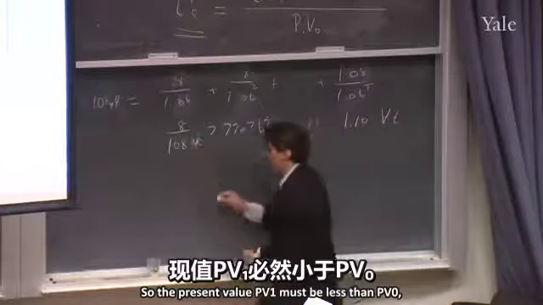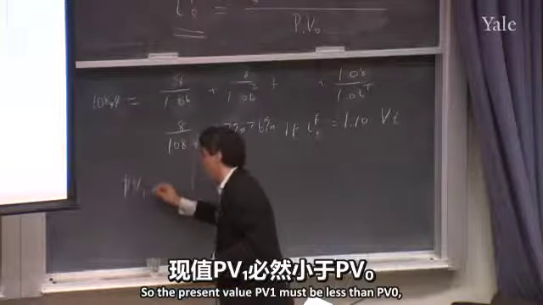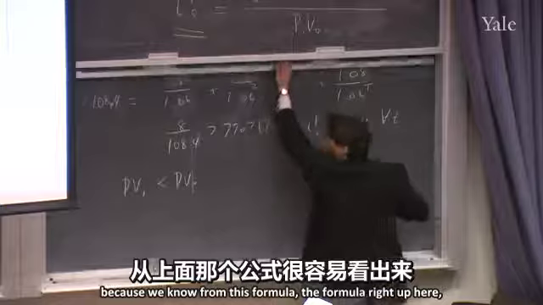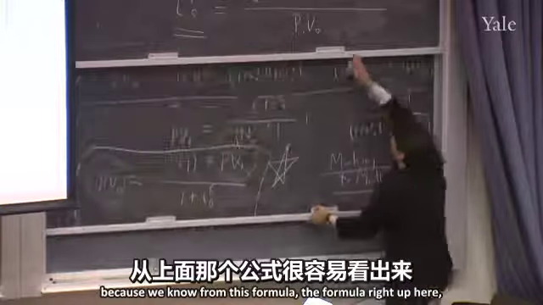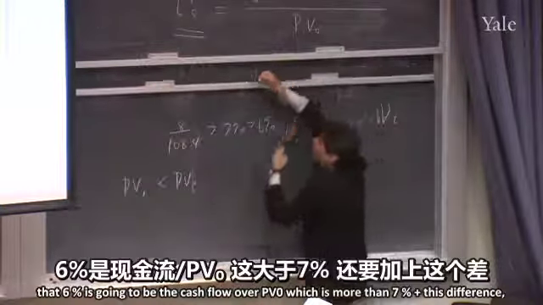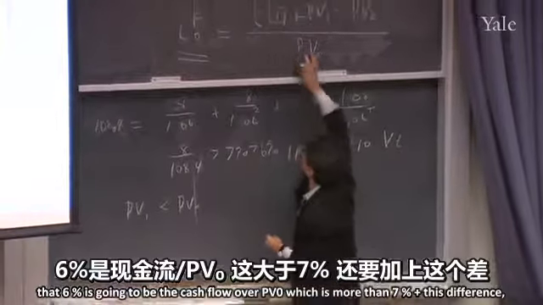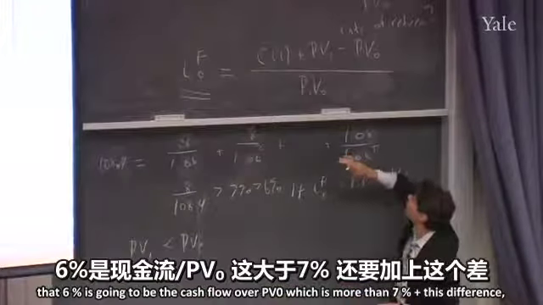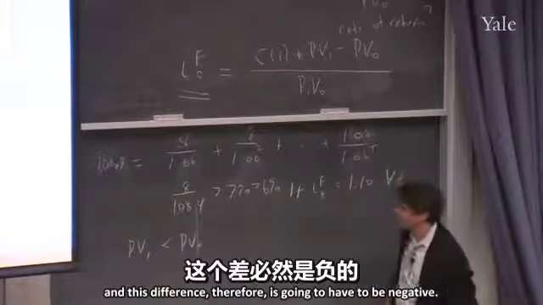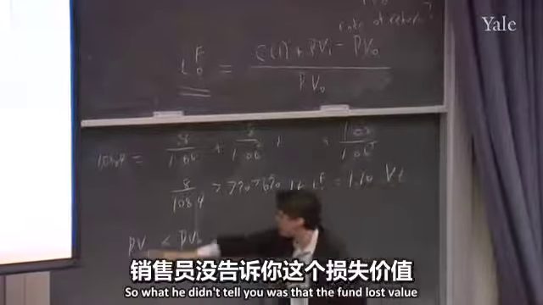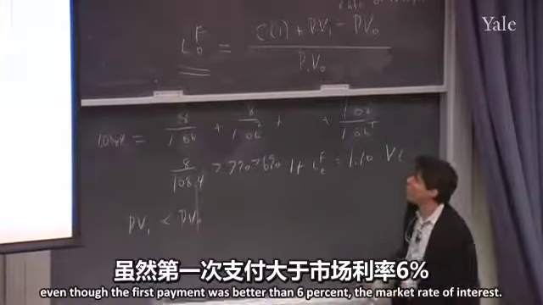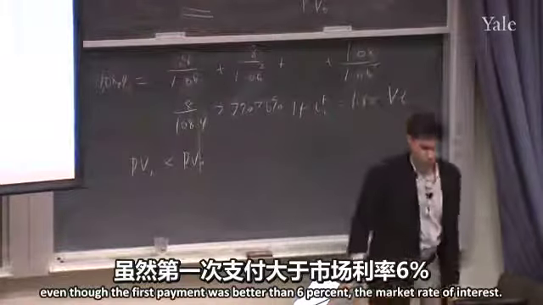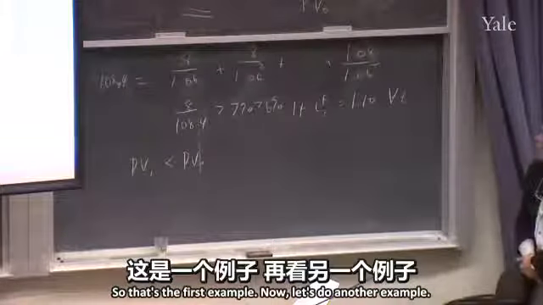So the present value, PV1, must be less than PV0, because we know from this formula, the formula right up here, that 6% is going to be the cash flow over PV0, which is more than 7%, plus this difference. And this difference, therefore, is going to have to be negative. So what he didn't tell you was that the fund lost value, even though the first payment was better than 6%, the market rate of interest. Okay, so that's the first example.